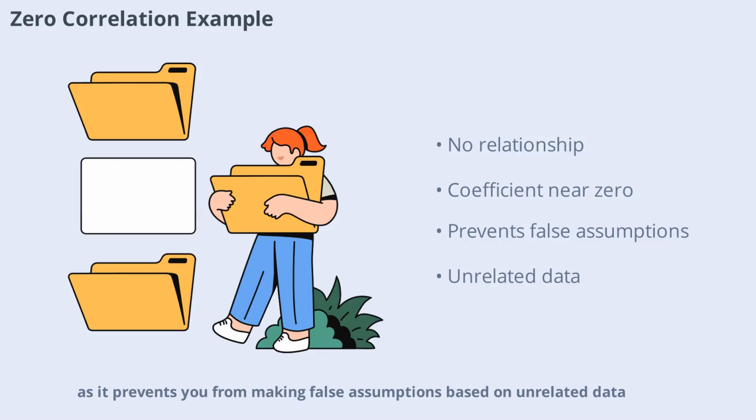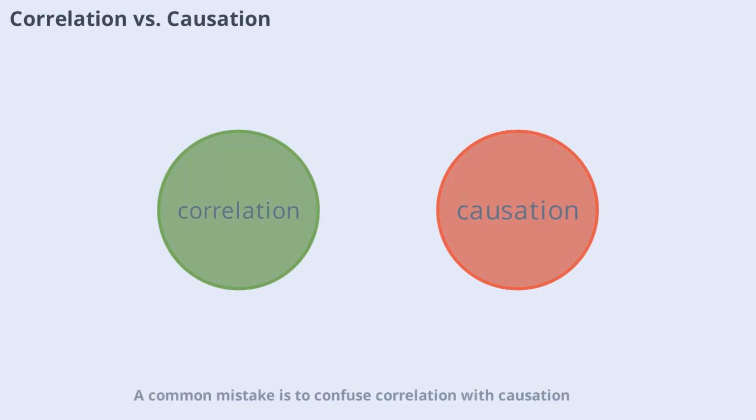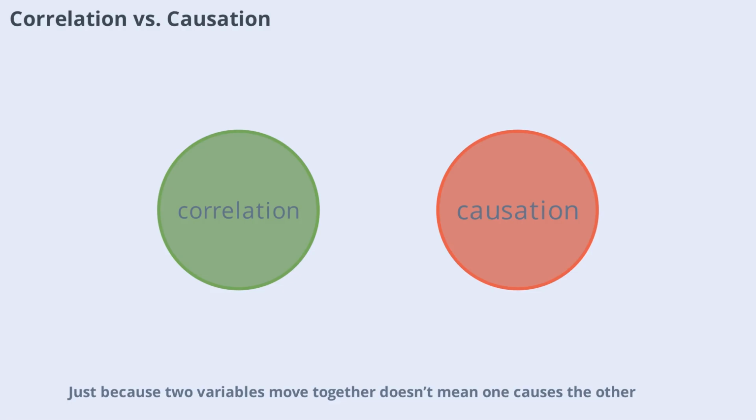A common mistake is to confuse correlation with causation. Just because two variables move together doesn't mean one causes the other. For example, ice cream sales and drowning incidents both rise in summer, but buying ice cream doesn't cause drowning. Both are influenced by a third factor, hot weather. Understanding this distinction is crucial for accurate data interpretation and avoiding misleading conclusions.